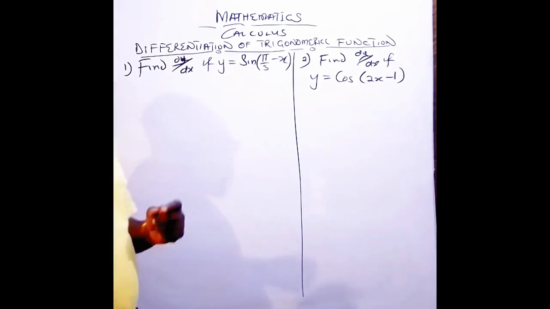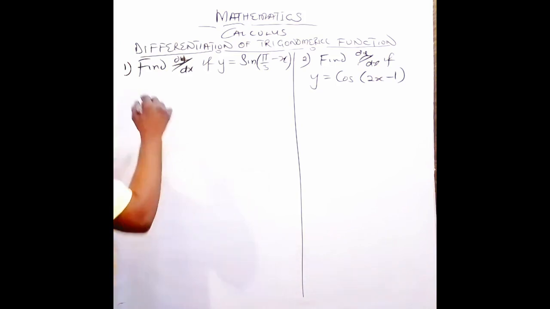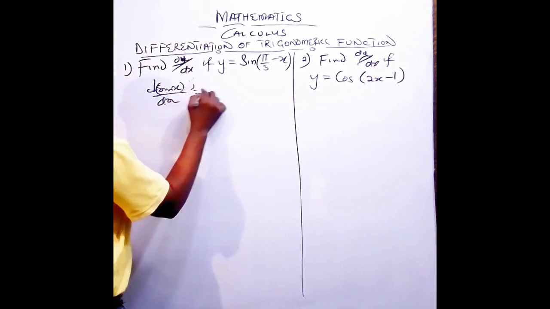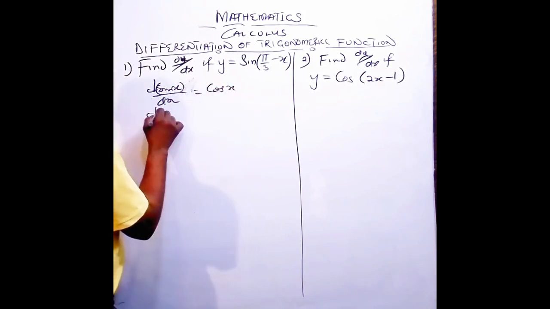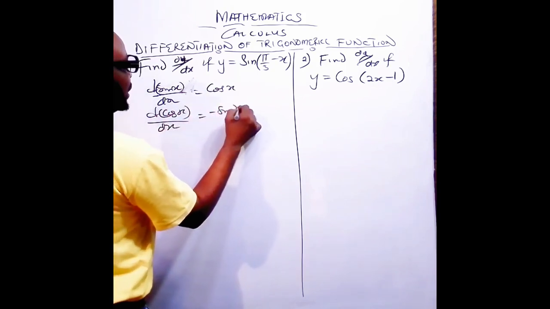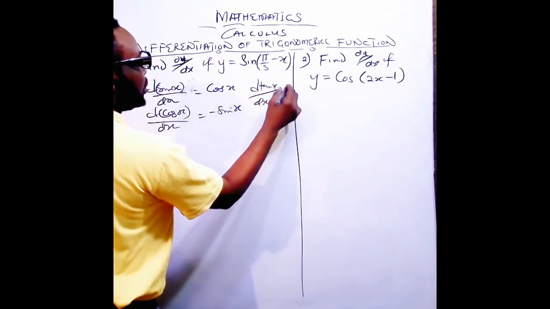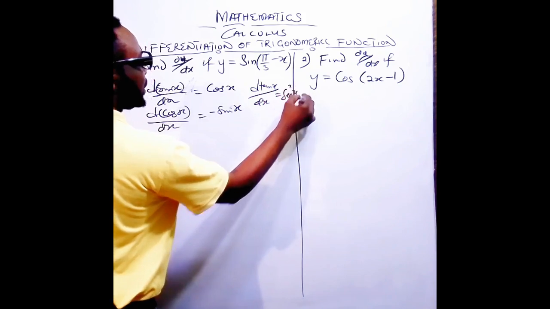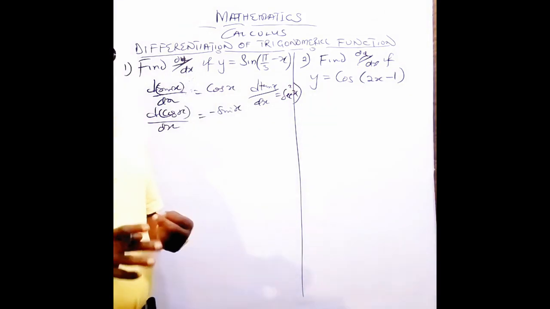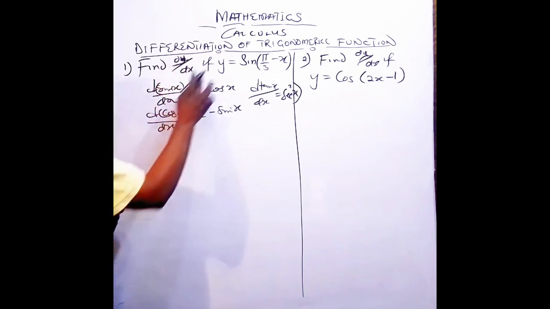The first thing you need to note when you are trying to solve differentiation that involves trigonometric functions is that you must have it at the back of your mind that d/dx of sine x is equal to cos x, d/dx of cos x is equal to minus sine x, then d/dx of tan x is equal to sec squared x. So take note of these three pieces of information. They are going to be very useful anytime you are dealing with differentiation that involves trigonometric functions. Now let's go ahead and solve this.